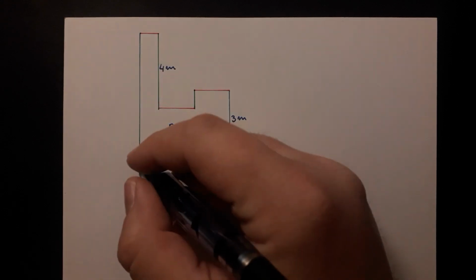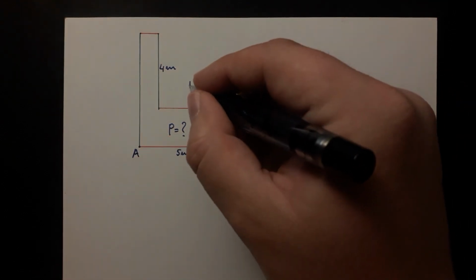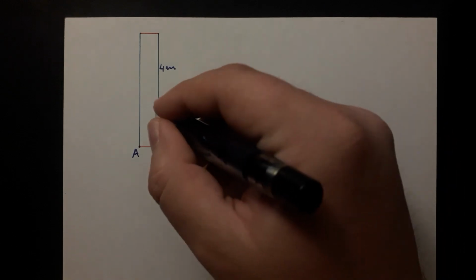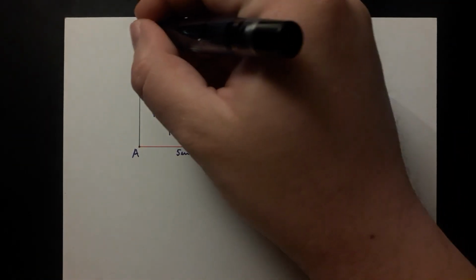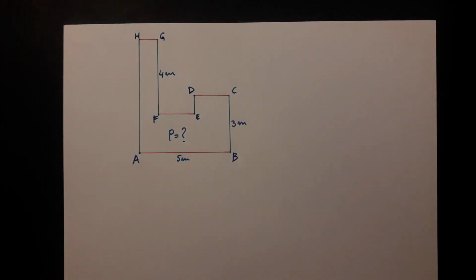Let's name this figure we are working with: A, B, C, D, E, F, G, H. We have the lengths of sides AB to be 5 meters, BC to be 3 meters, and FG to be 4 meters. The length of the remaining sides is not known to us.